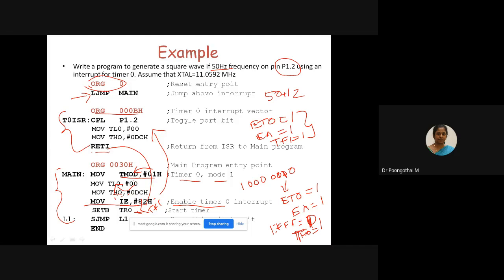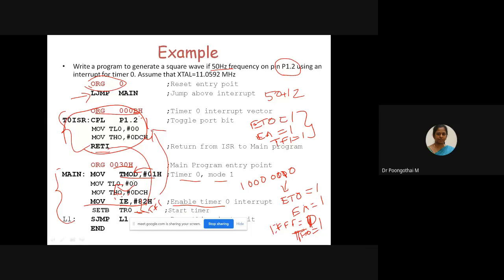Your program control is transferred from main to this ISR. In the ISR, what is the application given here? We have to complement P1.2 for 50 Hertz frequency generation. So complement P1.2, and again you have to load the timer in order to repeat the operation. You have to store these three instructions at address 000B. 000B is nothing but the starting address of your timer 0 ISR. You have to store your main program at 0030, and your ISR at 000B.